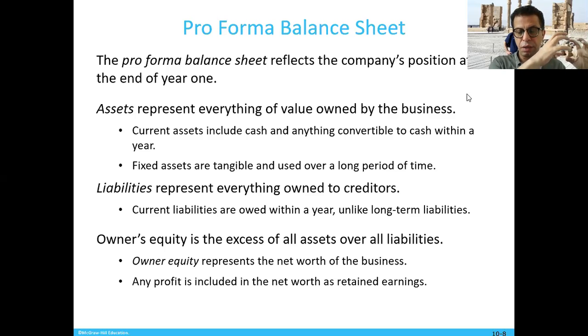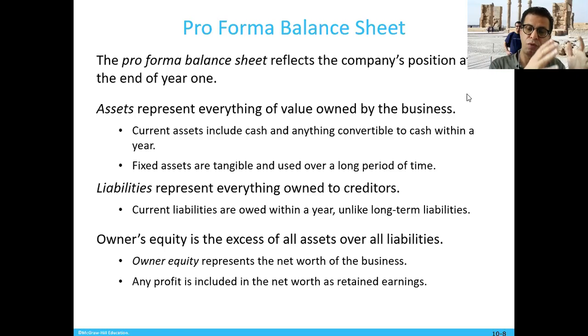This is the positive side. The other side of the balance sheet is the liabilities, which represent anything that you owe, or have to pay to the creditors. Current liabilities are anything that you need to pay within 1 year, and long-term liabilities are anything that you have to pay in more than 1 year. What's remaining between assets minus liabilities is the owner's equity, whether it is positive or negative. Owner's equity is the excess of all assets over all liabilities.